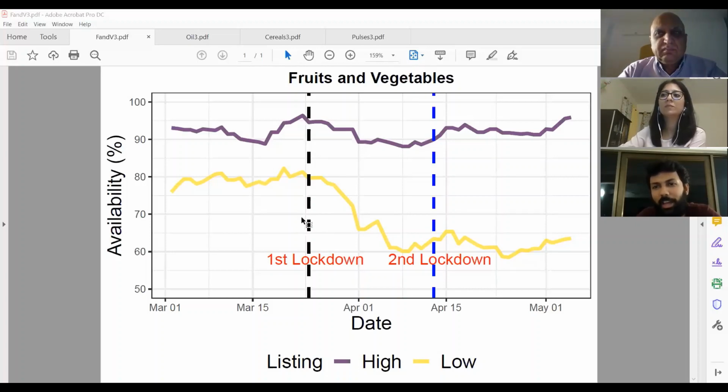So as Kanika said in the beginning, the high and low is within the commodity. So it's grapes of different types. The high and low is decided at the commodity level. Oh, it's not really across.